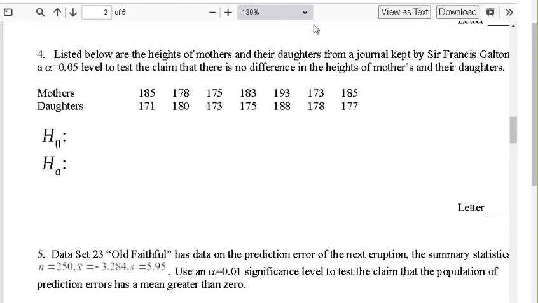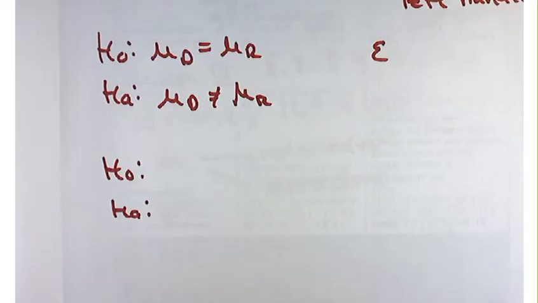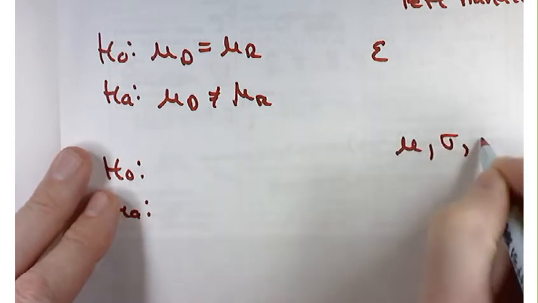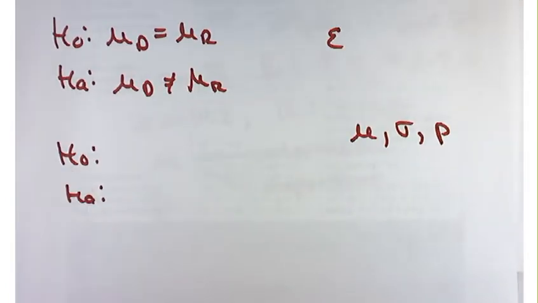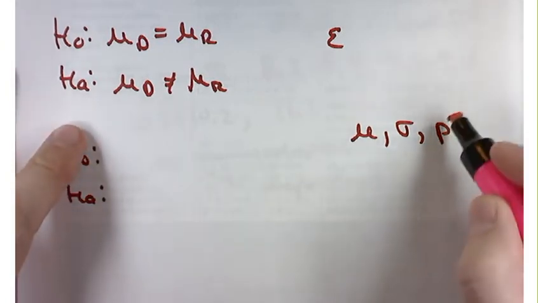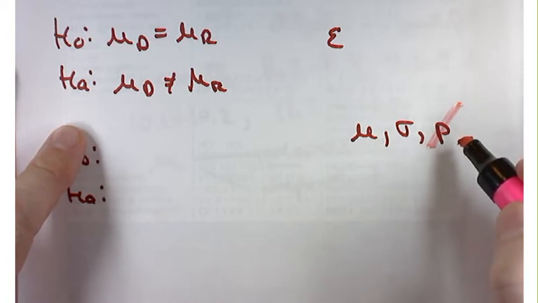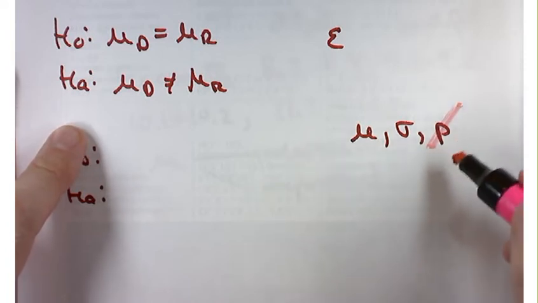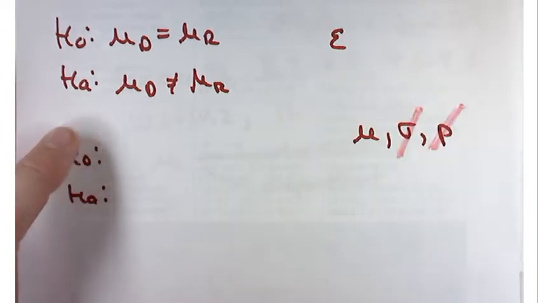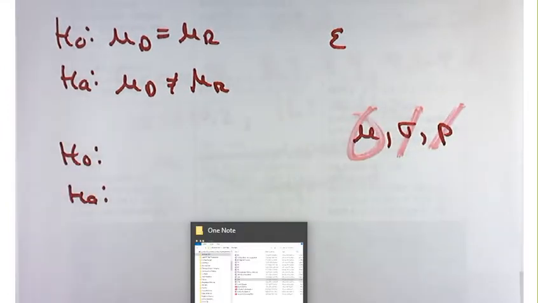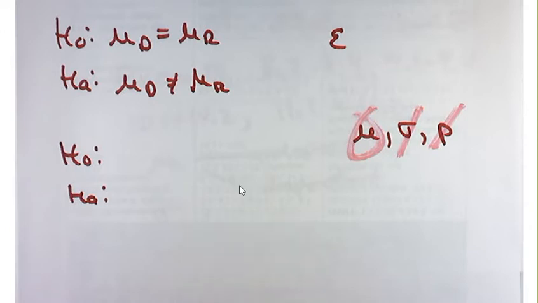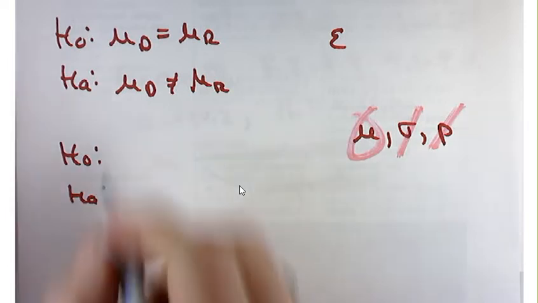H0 and HA. Well, you've got three parameters that you have to choose between: mu, sigma, and p. Do women's heights have anything to do with proportion? No, so we can nix that one. Was there any talk about standard deviation or variability in this problem? No, so we nix that one. So it comes down to mu, which makes sense. You would talk about the average height of a mother versus her daughter. So it's going to be a claim about averages.